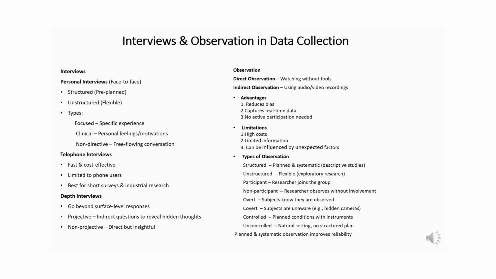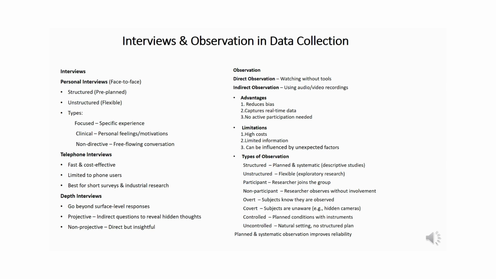Structured observation is planned and systematic, often used in detailed studies, while unstructured observation is more flexible and exploratory. In participant observation, the researcher joins the group being studied, whereas in non-participant observation, the researcher simply observes without involvement.